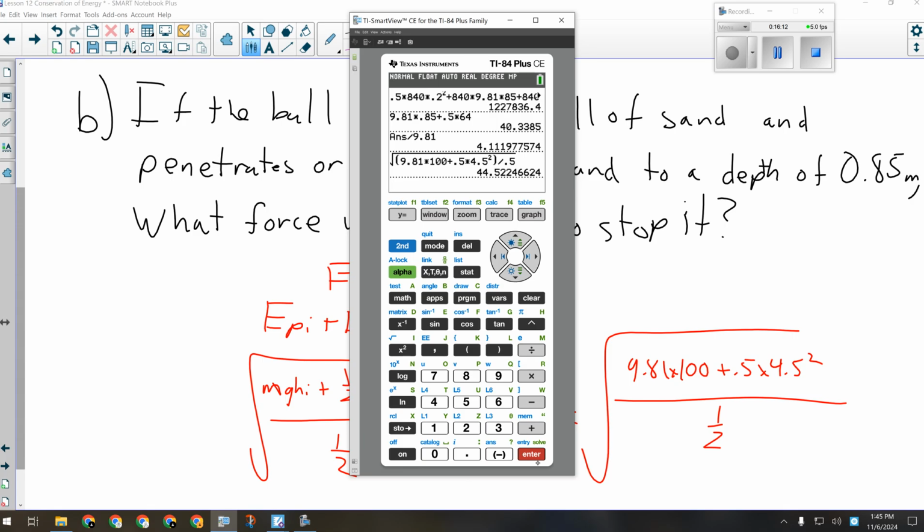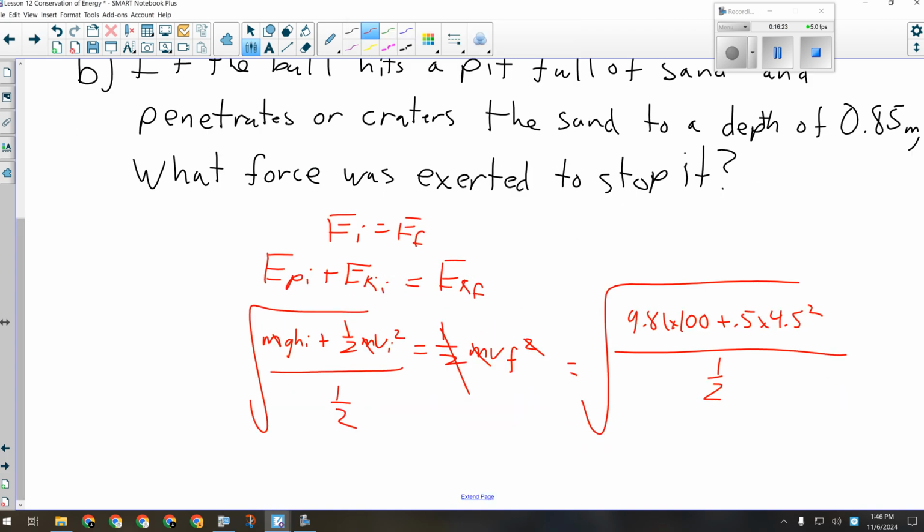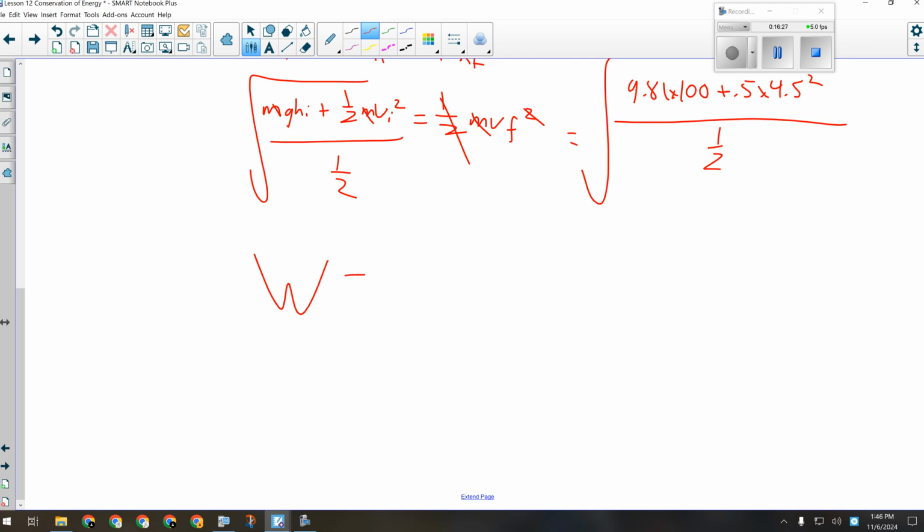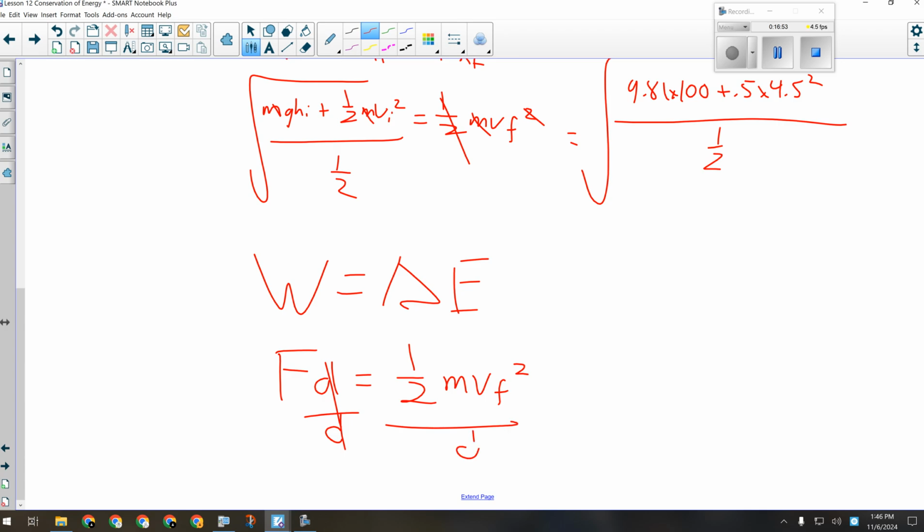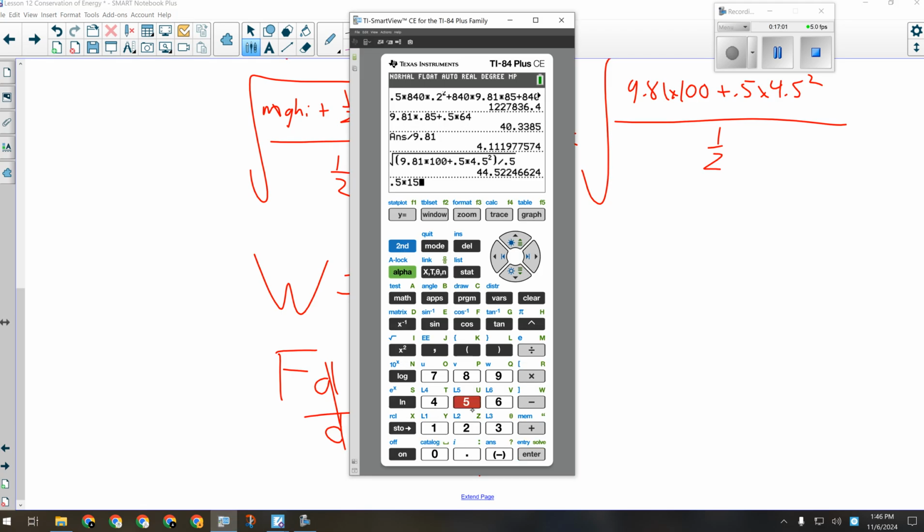You could do this as a Newton's second law question and say, okay, I'll find the acceleration because I know the distance over which it was stopped, knowing v final would be 0. Or I could do it in one step. I could say work is a change in energy. Is the sand taking away all of the bowling ball's energy? So force times distance equals 1/2 m v final squared. It's going to take all that kinetic energy and make it 0. So all I have to do is divide both sides by d, and I've got the force of the sand acting upwards. So that's 0.5 times 15 times that number there squared, divided by 0.85.